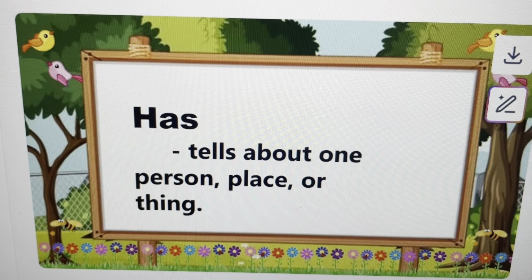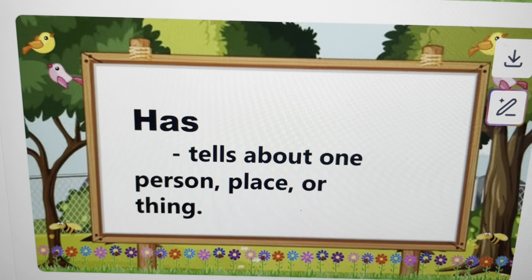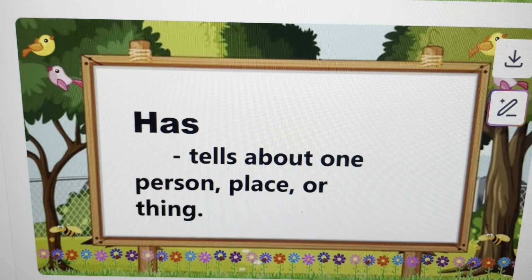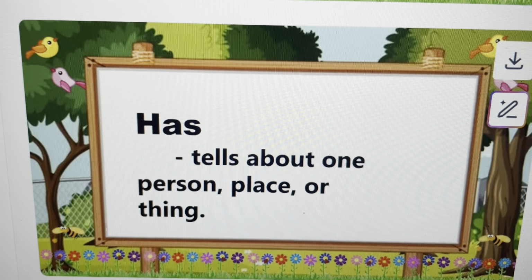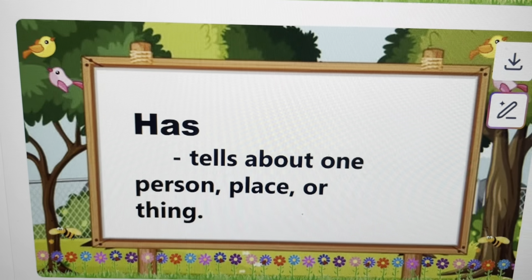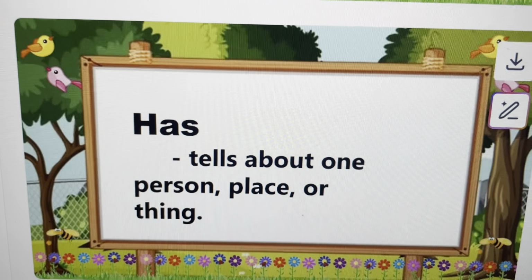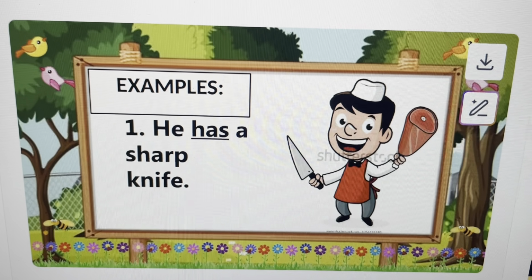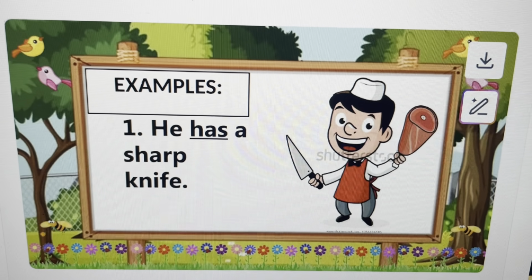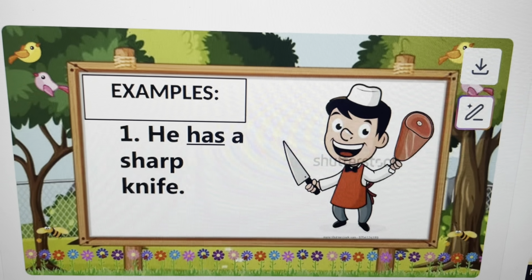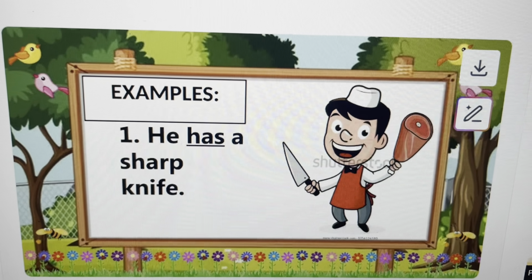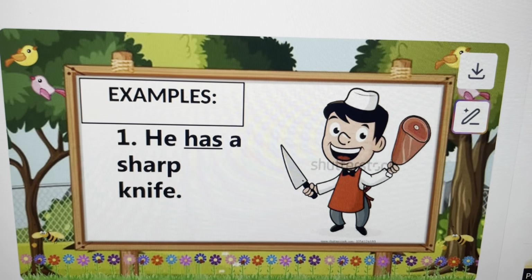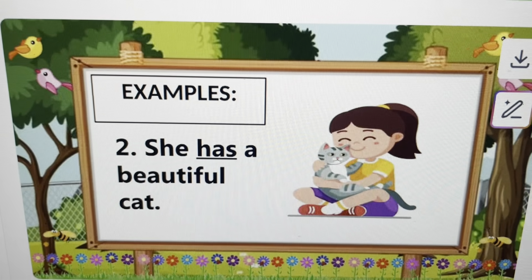Has tells about one person, place or thing, so we use has for singular. Go through the example. He has a sharp knife. Knife is single and he is also single. So you can see, he has a sharp knife. We are not saying he have a sharp knife. We are saying he has a sharp knife for singular present tense.